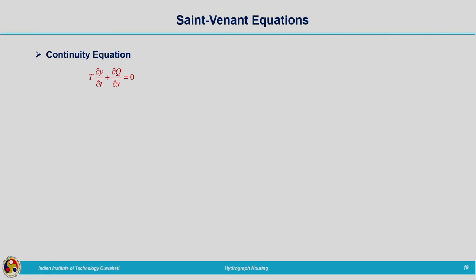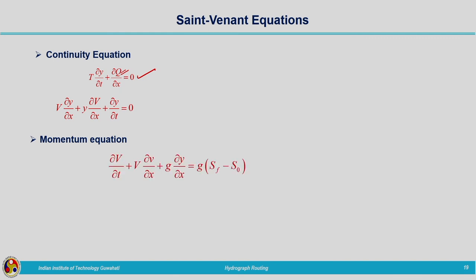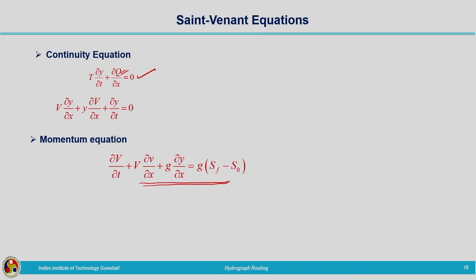The continuity equation is given by T del Y by del T plus del Q by del X equal to 0. This equation is again simplified for a prismatic channel, given by V del Y by del X plus Y del V by del X plus del Y by del T. Only thing is that Q is changed into the AV form, and area is multiplied corresponding to a rectangular channel. And the momentum equation is as given in the previous slide. I haven't derived this. It is based on the principle that time rate of change of momentum is equal to net force. By making use of that principle and the figure which we explained as a control volume, we can derive this equation. So, these are the two equations considered in the case of channel hydraulic routing.